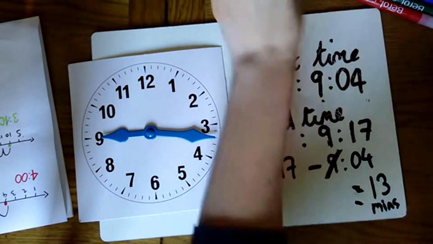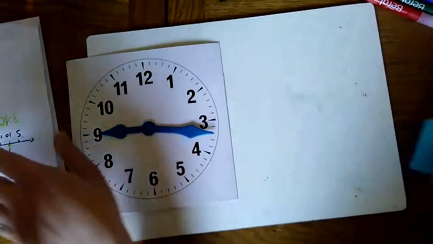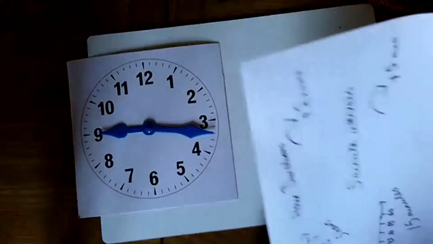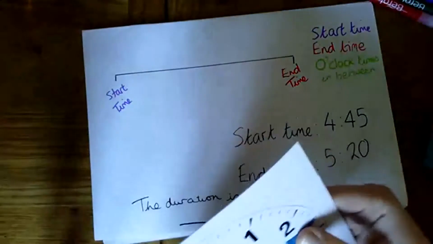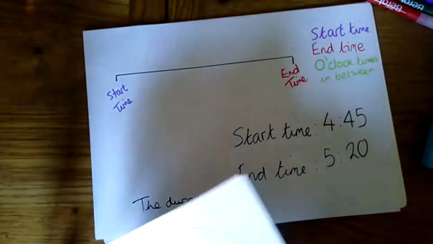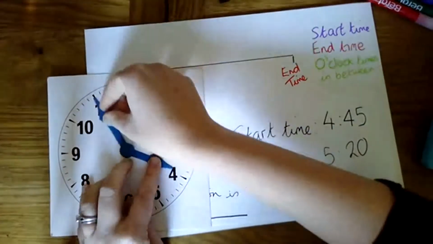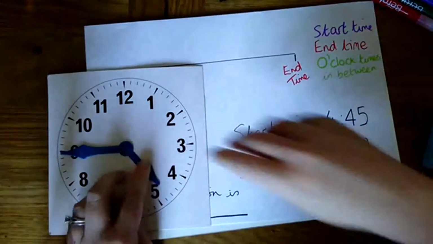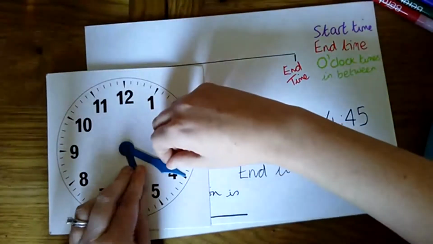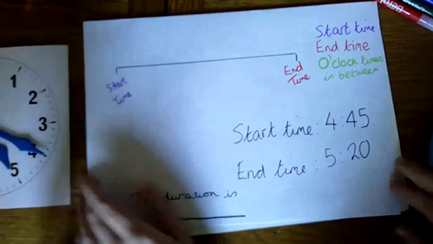So that is when we are staying within the same hour. We're looking at minutes, but we're staying in the same hour. What we're going to be looking at today is crossing the hour, which means our period will start in one hour and finish in another. So for example, on my clock here, I have 4:45. It's my start time. My end time is 5:20. I cross the hour. I go from 4 into 5.